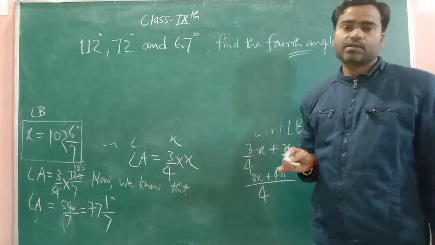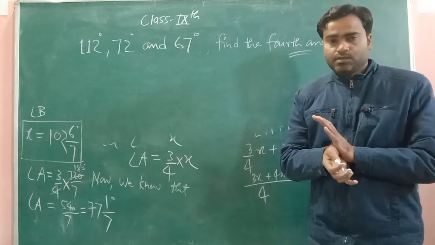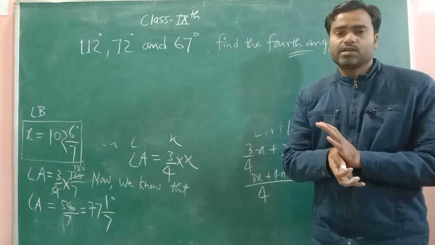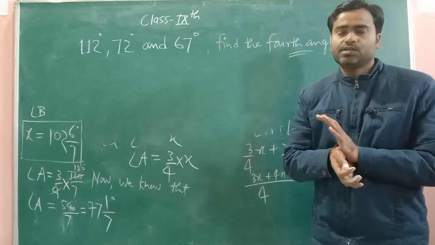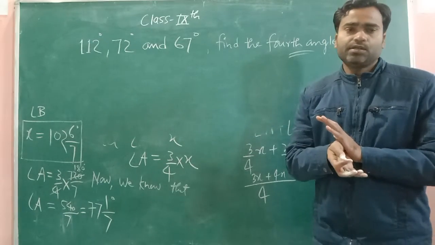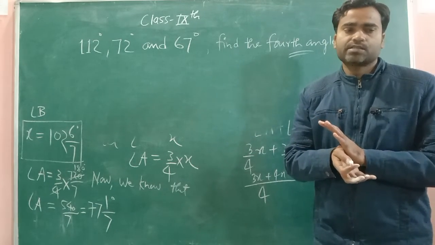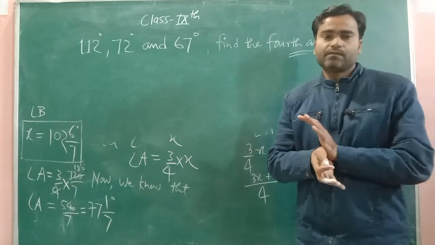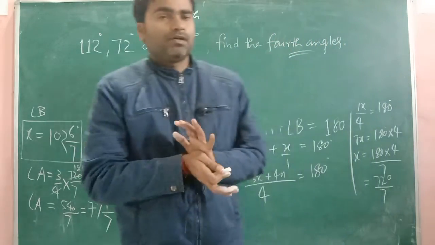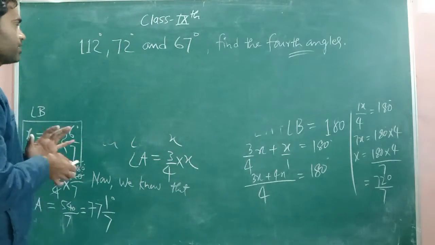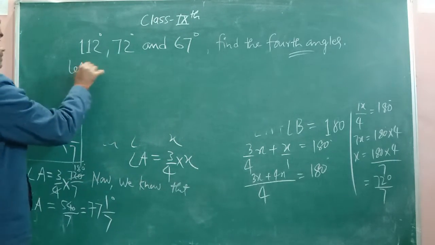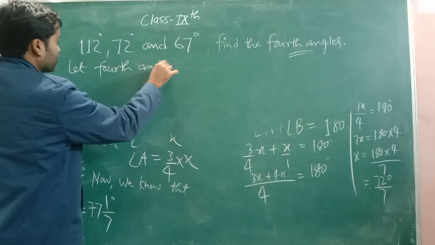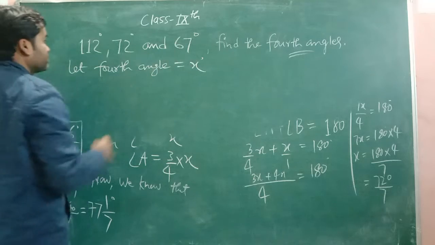So do it by yourself, because the sum of interior angles of a quadrilateral is 360 degrees. So add these three and take the fourth angle to be x. These 3 plus x is equal to 360 degrees. Then find the value of x. Let the fourth angle be equal to x.